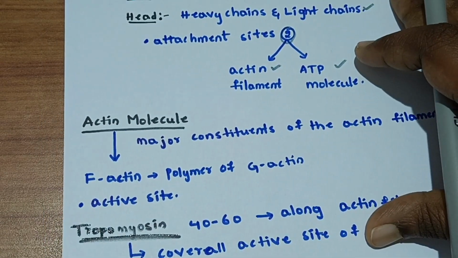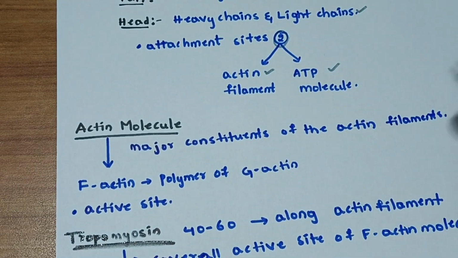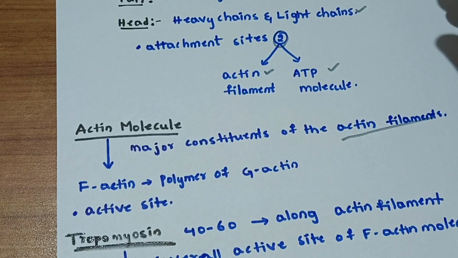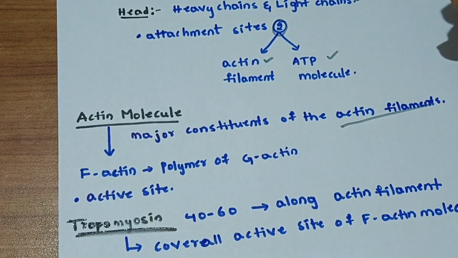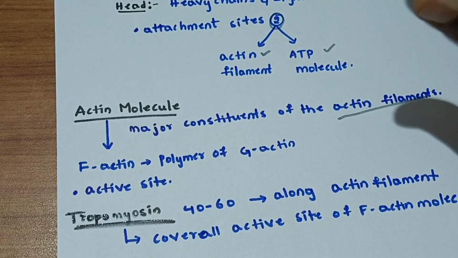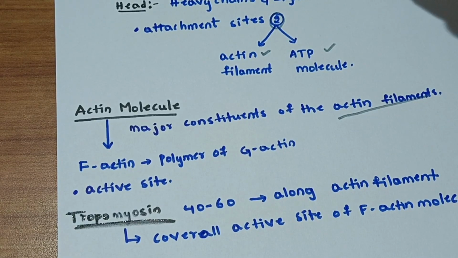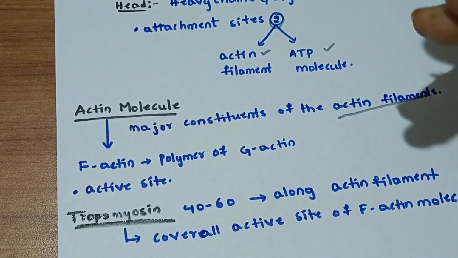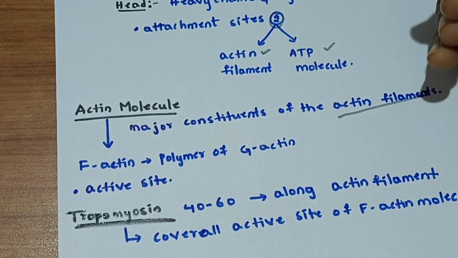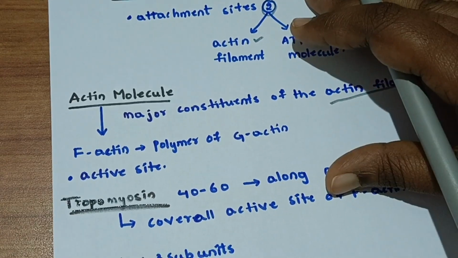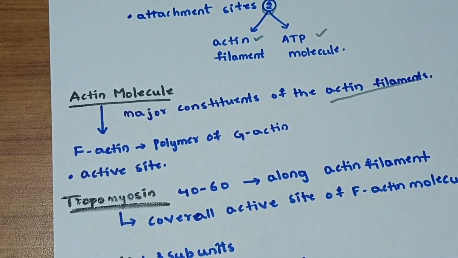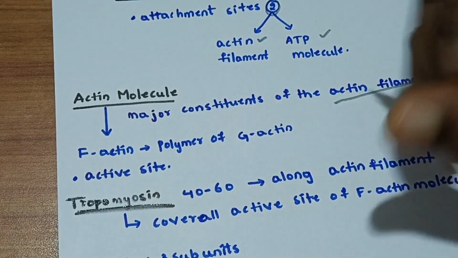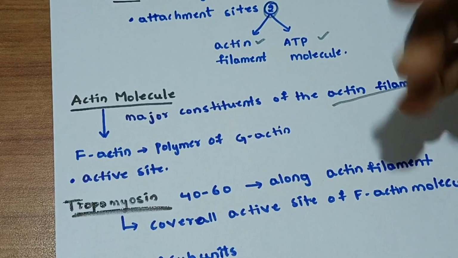Now let's see the actin molecule. It is a major constituent of the actin filament, which, as we said, is made up of actin, tropomyosin and troponin. It is made of F-actin, a polymer of G-actin. F-actin contains the active site at which the myosin head gets attached and pulls it during contraction.